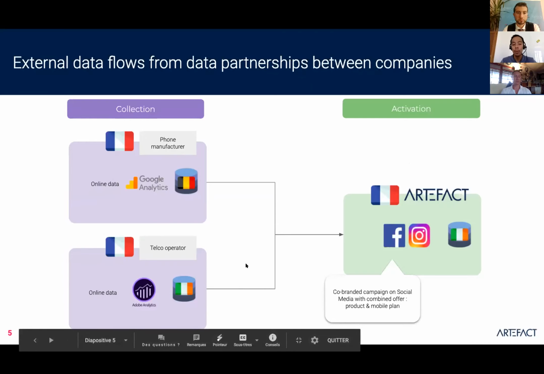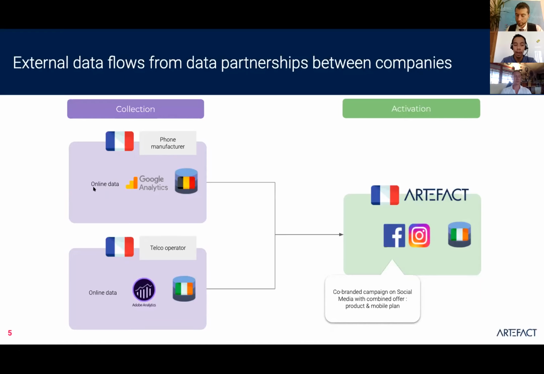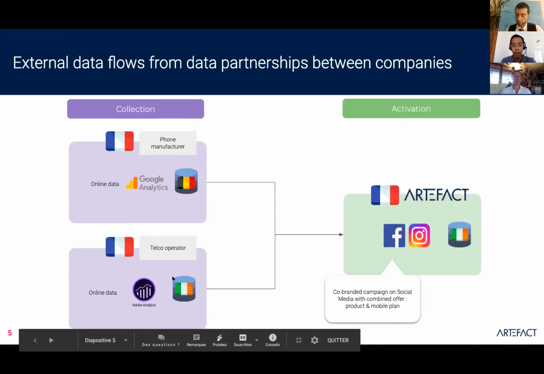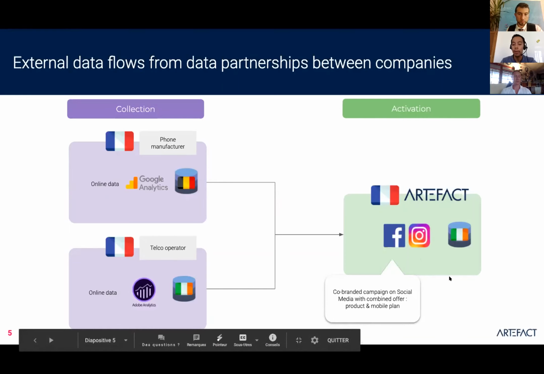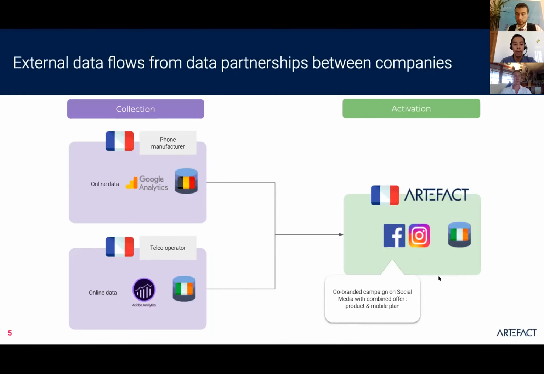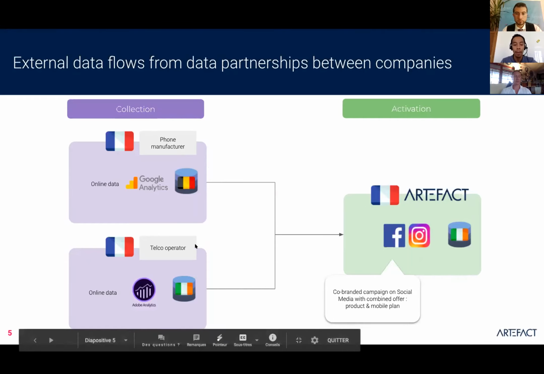So one way to share this data is that they create their own segments of, for instance, people who have visited page A or page B, and the same for the telco operator, and they will be sending those audiences into a Facebook account or Instagram account, which will be, for instance, handled by Artifact, a third-party provider, or any account managed by either actor A or actor B, and they will operate co-branded campaign on social media where they're going to present, for instance, one phone combined with a mobile plan coming from this telco operator.